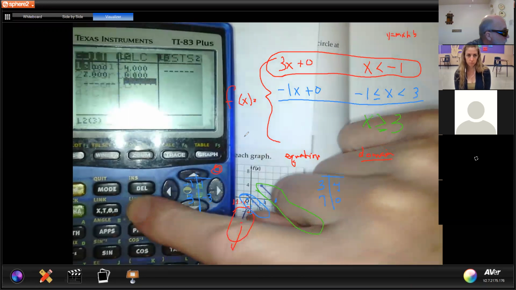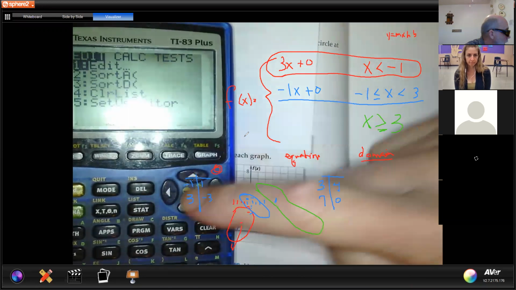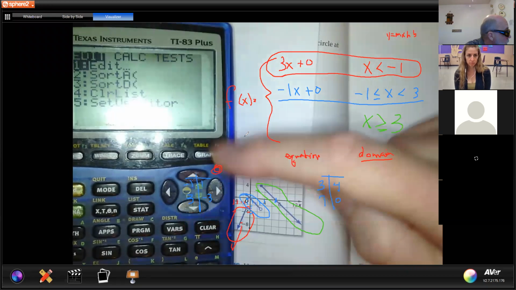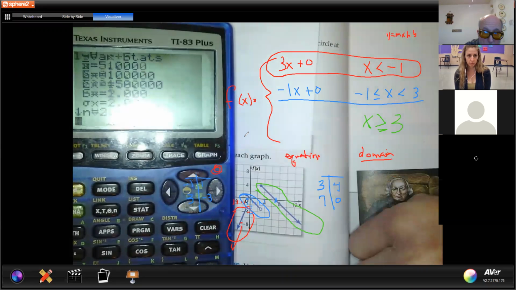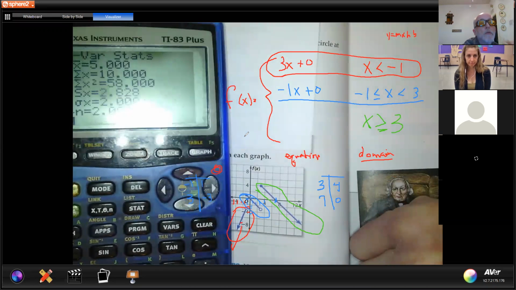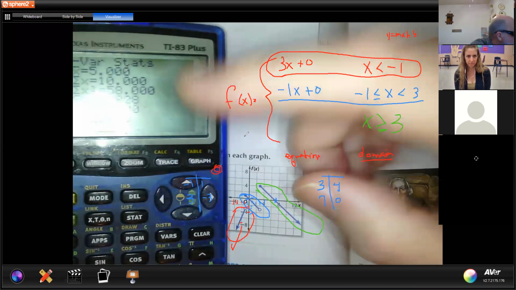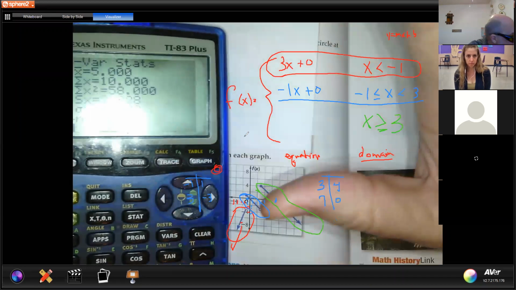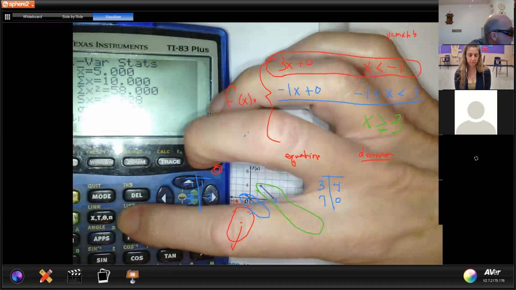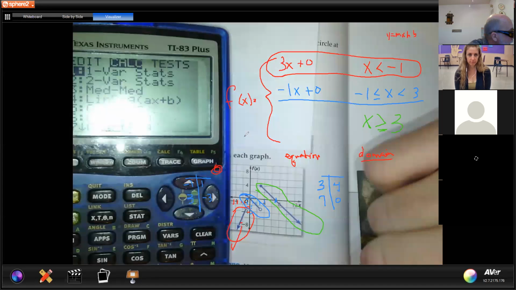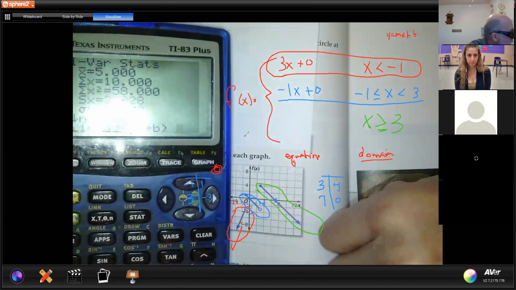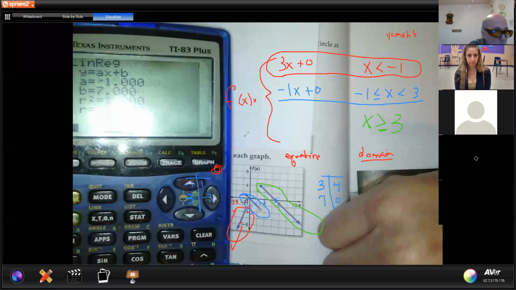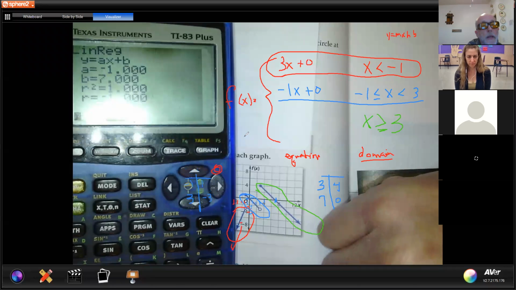Hit the stat button. Go over to calculate. I have to enter twice. Lo and behold, whoops, I hit the wrong button. Don't despair if you hit the wrong button. Just go back to stat, go over to calculate, go down to number 4, hit enter, and then hit enter again. There we go. Now we're cooking with gas.